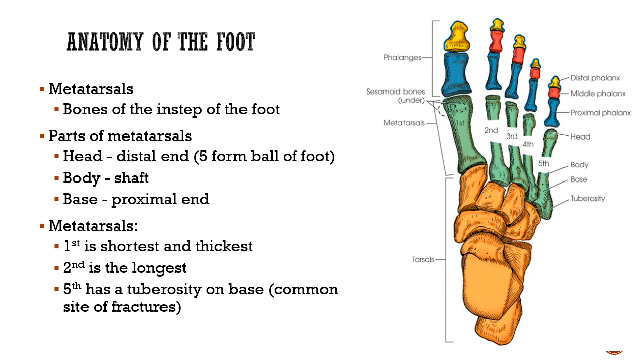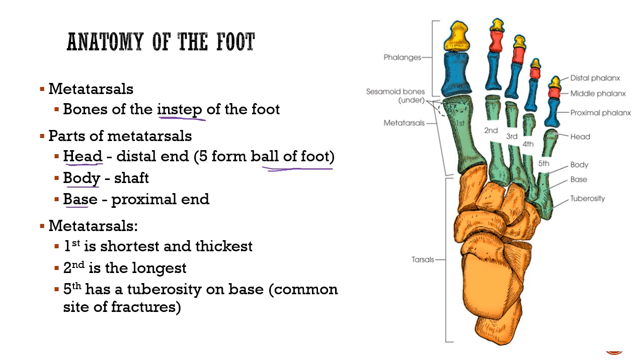There are 5 metatarsals, which are shown in green. They're numbered first to fifth, with the big toe side being the first. They form the instep of the foot. The parts include the head, the body, and the base, and the heads of the metatarsals form the ball of the foot. The base is considered the proximal end of the metatarsal.